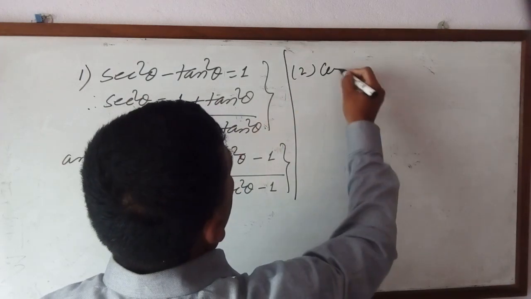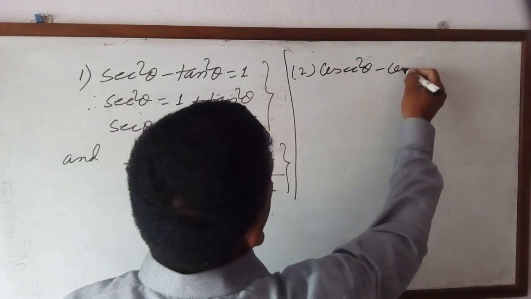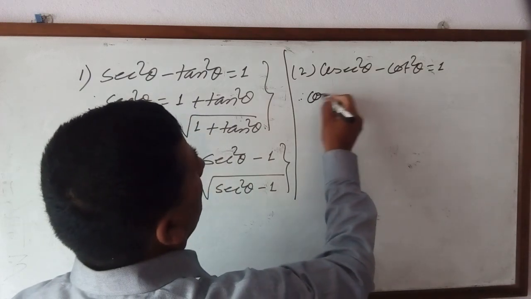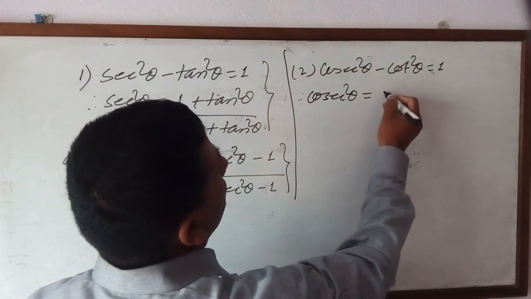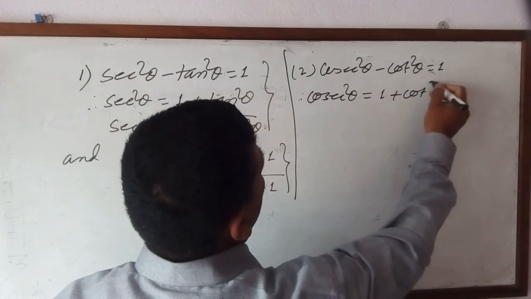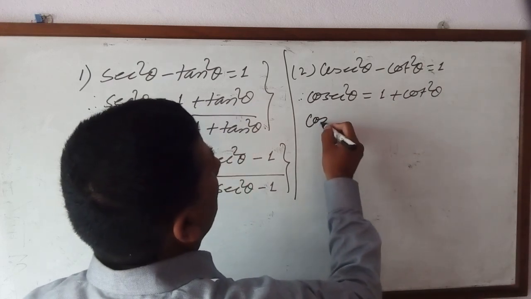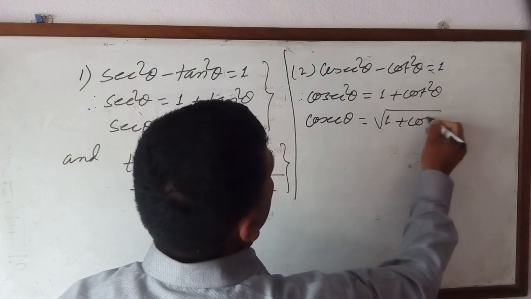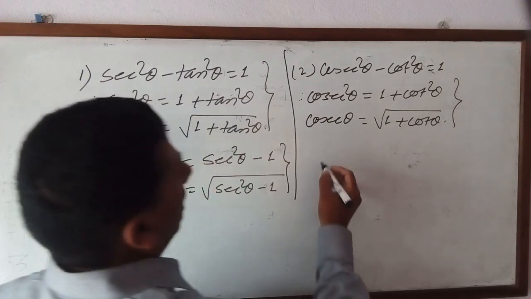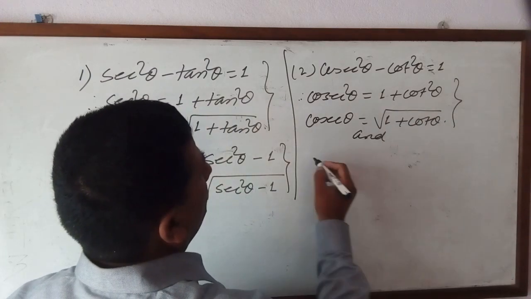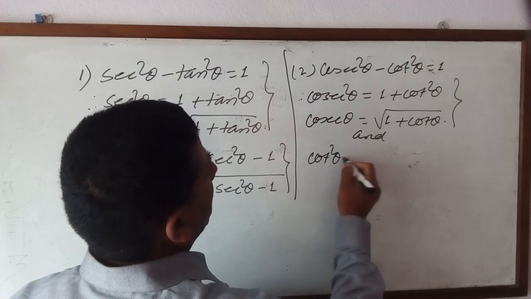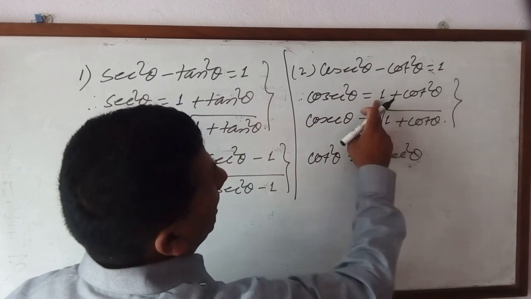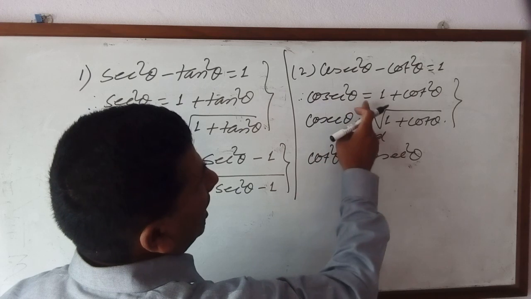Number two, cosec square theta minus cot square theta equals 1. Again from here, cosec square theta equals 1 plus cot square theta, and cosec theta equals root under 1 plus cot square theta. Next one, cot square theta equals cosec square theta minus 1, bringing this one this side.